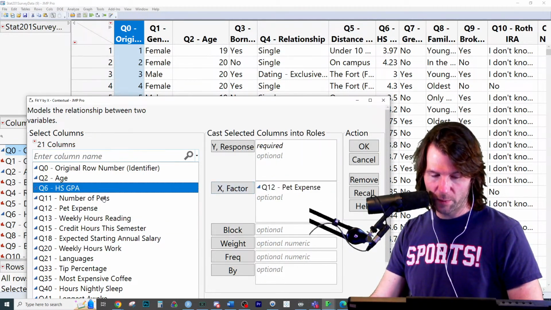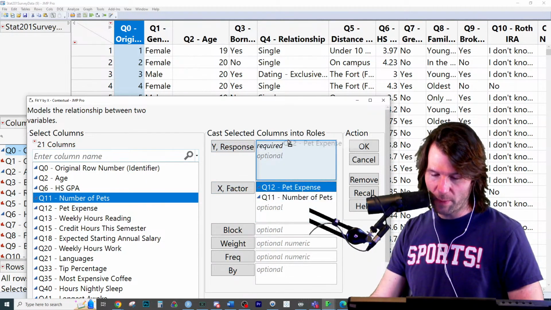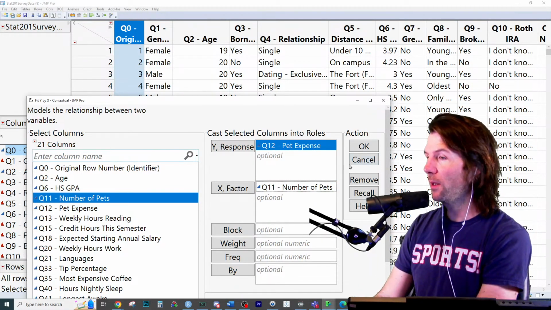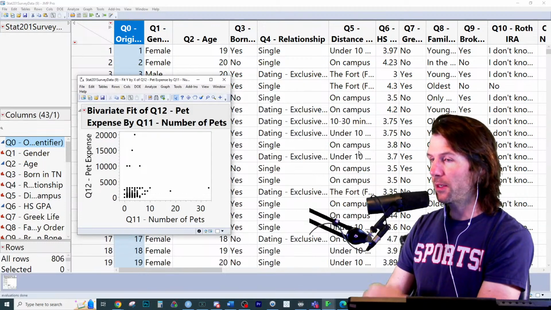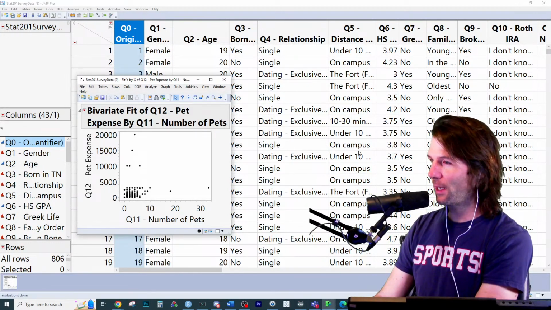But we'll look at pet expense explaining how many pets you own, or number of pets. Like, does how many pets you own explain how much you spend on your pets? Like you said, it could go the other way. And here we go. Click OK. Now this is a scatter plot, and this one has a lot of issues. This is not the best scatter plot.